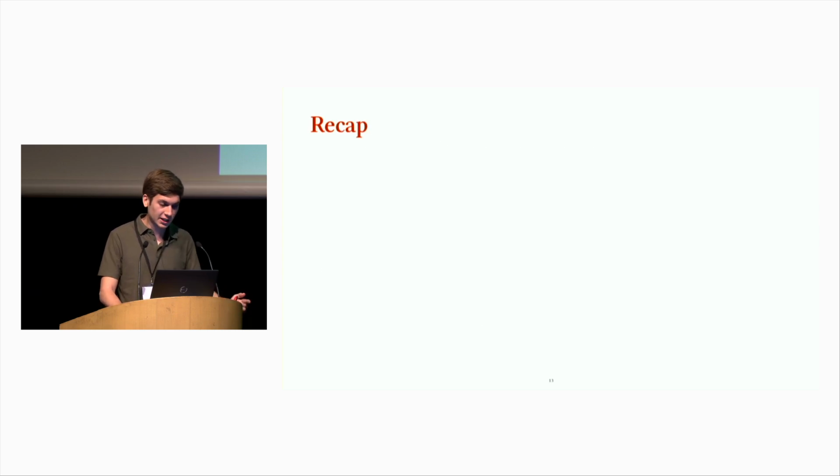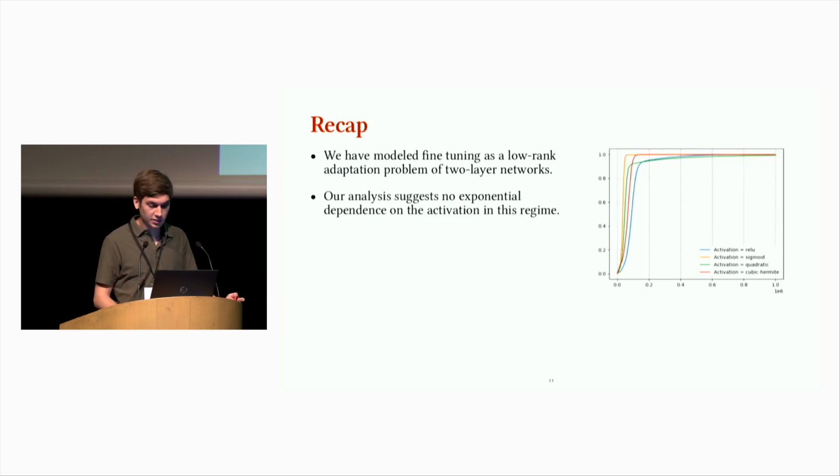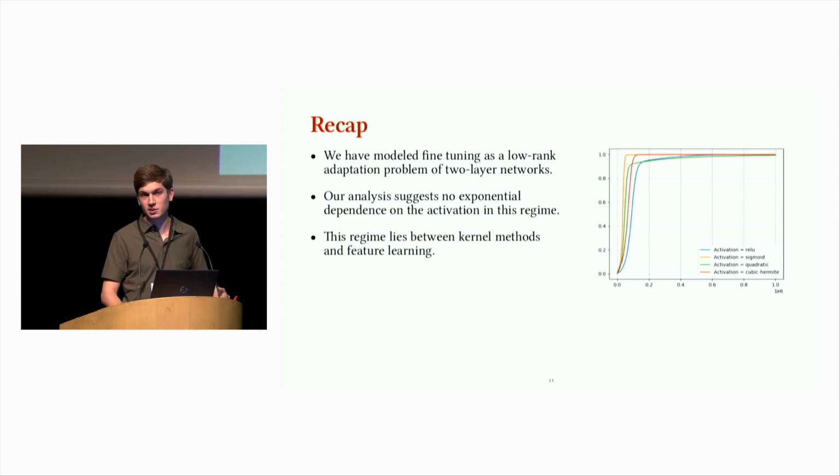But to recap, we modeled fine-tuning as a low-rank adaptation problem of two-layer networks, which is the setting that's been studied in learning theory. And our analysis suggests that there isn't a significant activation dependence that shows up in the exponent, and you can also verify this in simulation. This regime lies between kernels and feature learning. So there's this intermediate regime that's interesting to study where you can say something meaningful about fine-tuning.